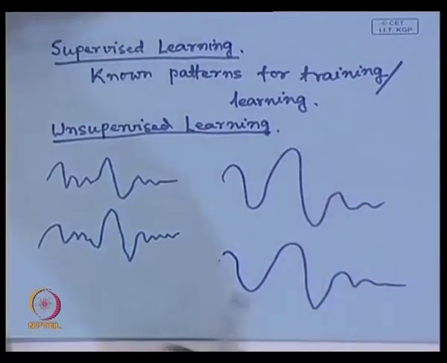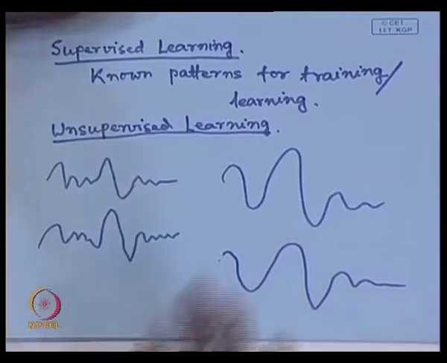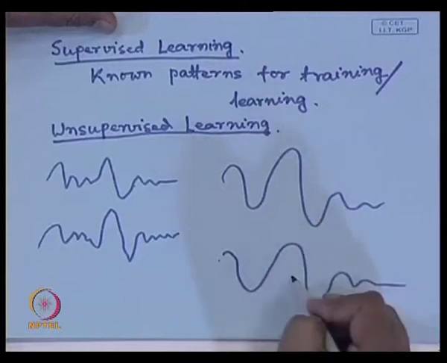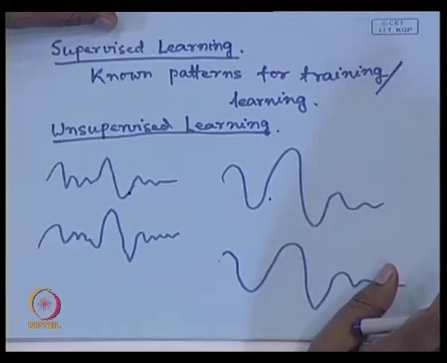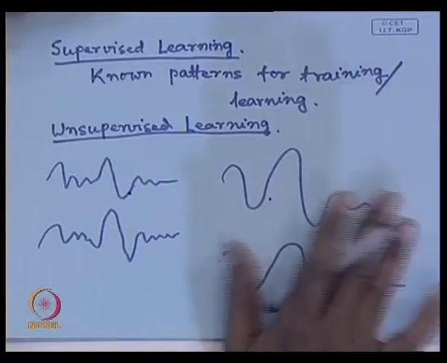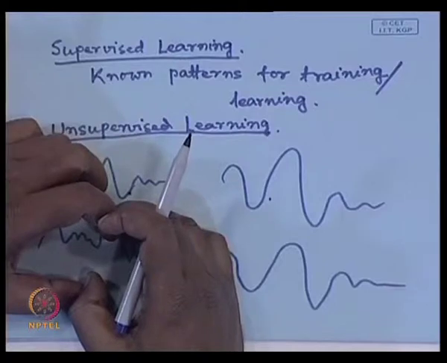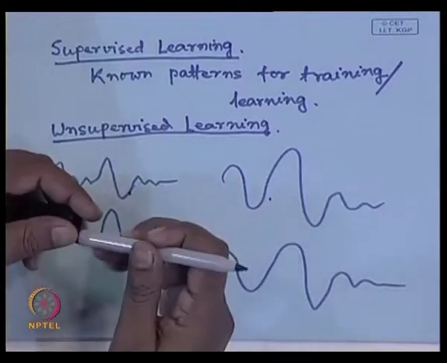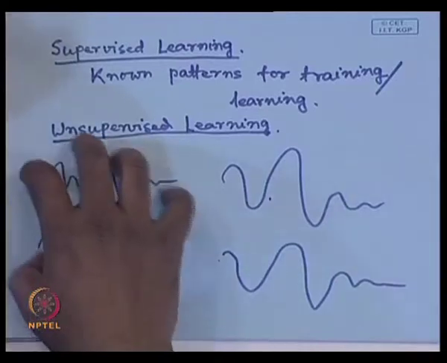I can have some patterns of this form, and a similar pattern again of this form. In case of supervised learning, you know that these two patterns are similar or the same, though there may be slight deviation, and this set of patterns and that set of patterns are different. That is known in supervised learning. In unsupervised learning, it is not known. So, you have a mixture of such patterns, and for all classification problems, as I said, I work in the domain of feature vectors, not in the patterns themselves.